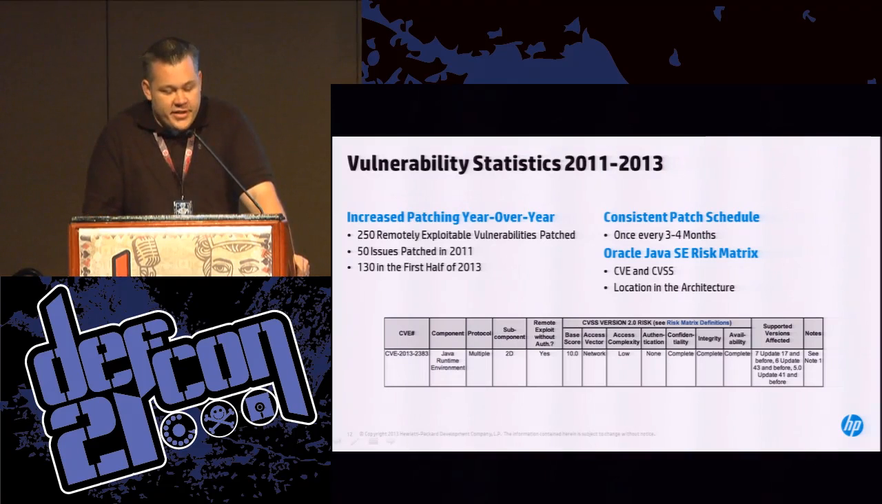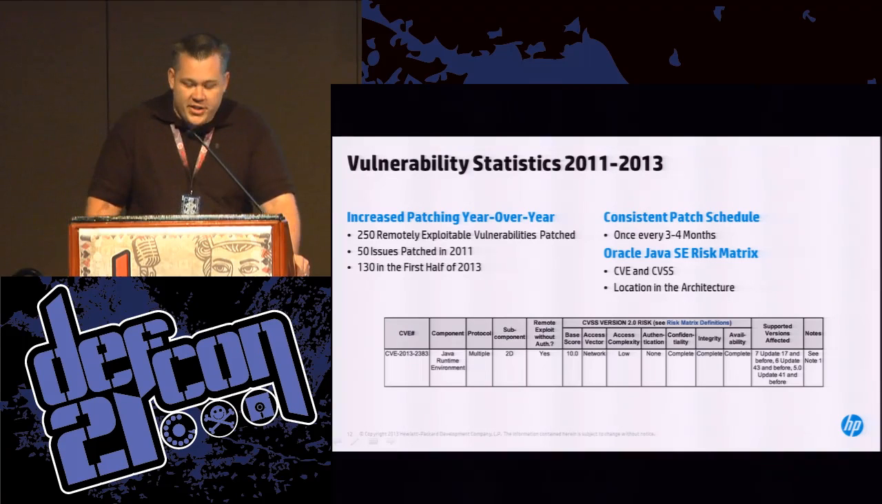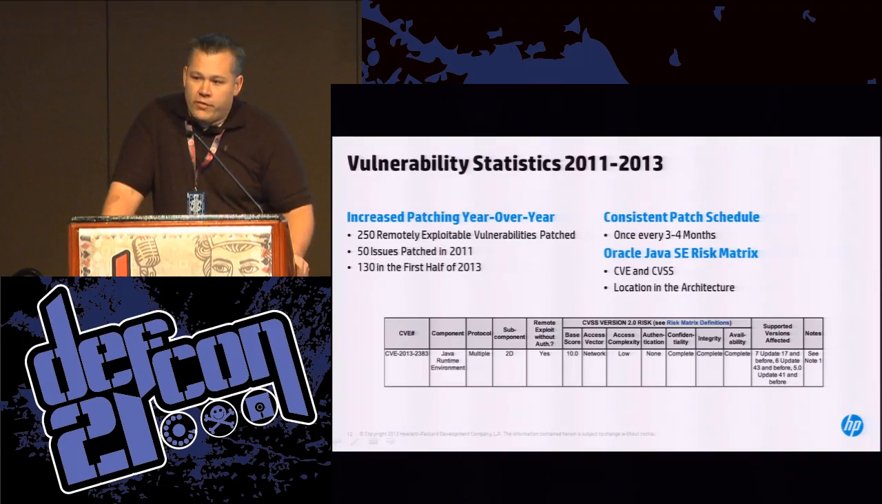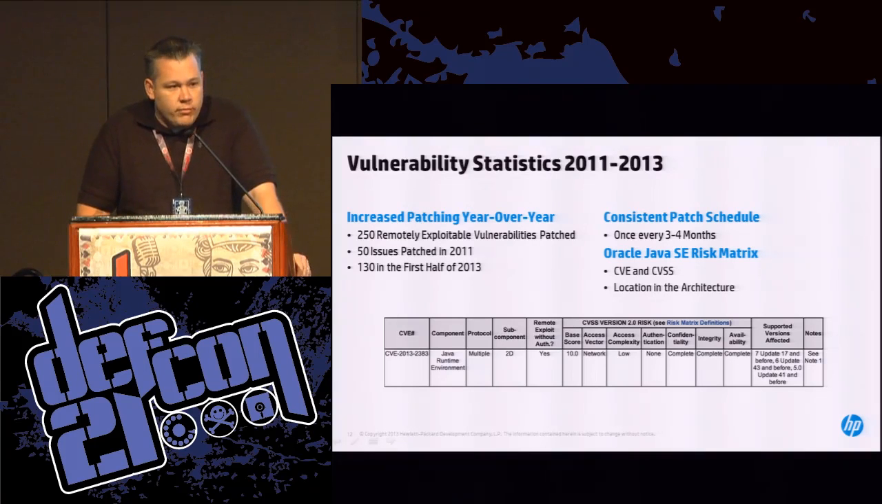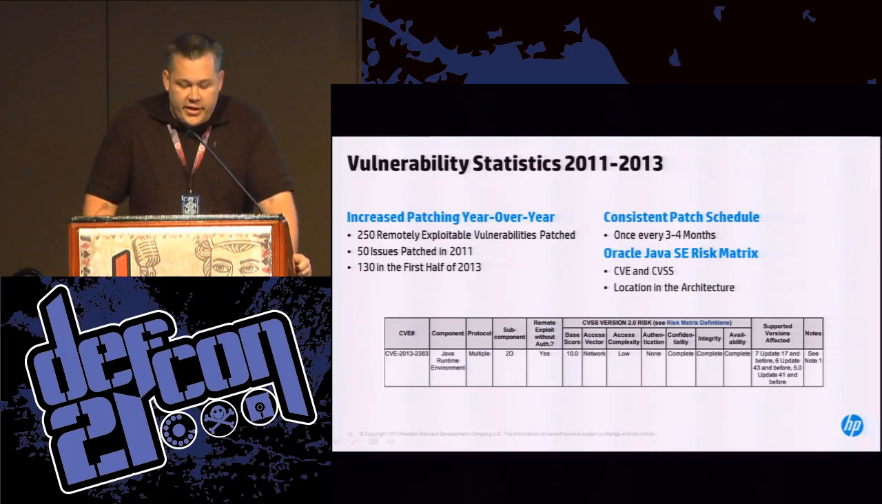What you're seeing here is patch statistics from Oracle, from their patch releases. They've actually patched more vulnerabilities every year, with 50 remotely exploitable vulnerabilities being patched in 2011, and over 130 remotely exploitable vulnerabilities in the first half of 2013. So there's been a huge increase in research in that area and patching in that area.